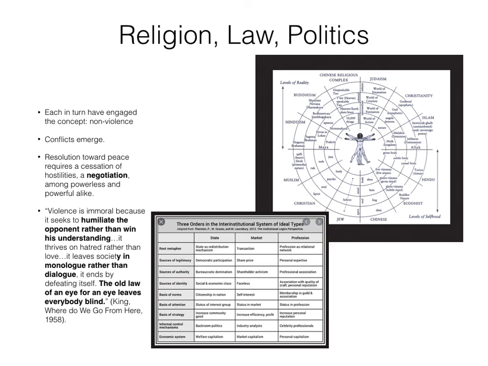In a book called Stride Toward Freedom, Dr. Martin Luther King Jr. explains it pretty clearly, I think. Violence is immoral. It's wrong. Right, because it seeks to humiliate the opponent rather than win his understanding. It thrives on hatred rather than love. It leaves society in monologue, everybody just being as loud as they possibly can, saying what they believe, rather than dialogue, which requires that negotiation. And it requires that I have to put down my beliefs. I have to put down for a second my weapons and say, okay, I'm willing to understand you.